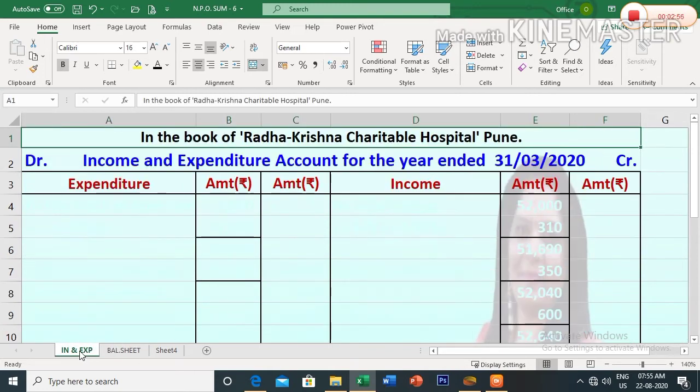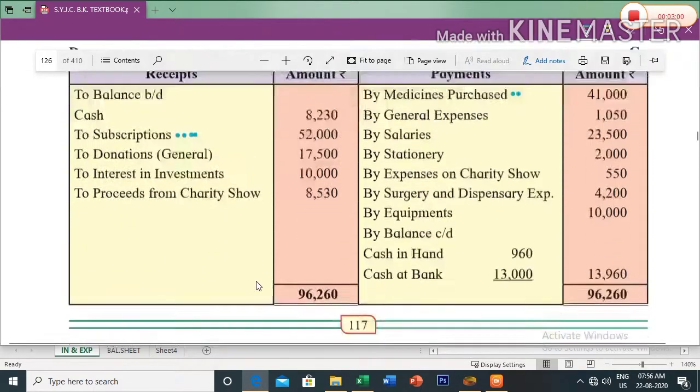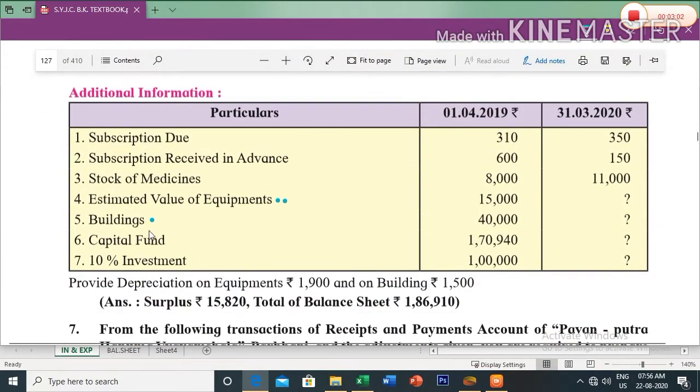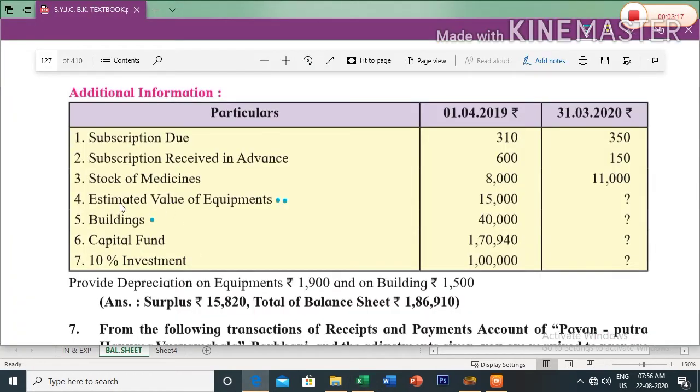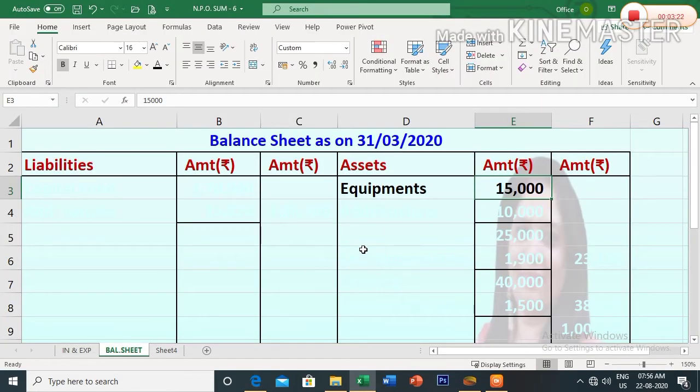Now let's start recording first all the assets and liabilities. Here estimated value of equipment 15,000. So in balance sheet first we will record equipments. Amount is 15,000. Then building 40,000. So in balance sheet asset side we have to record building 40,000.